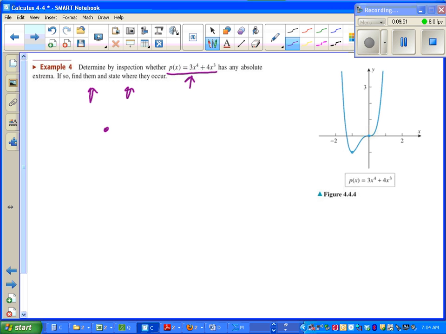So we'll have a point somewhere at the bottom, and that's our absolute minimum. So we have to figure out where it is. It can't be on the endpoints because this goes on forever in both directions. So it must be at a critical number. So we've got to find our critical numbers, set them equal to 0, plug them into the original, and find the absolute minimums. Go ahead and try that on your own and see if you get the same thing I did.